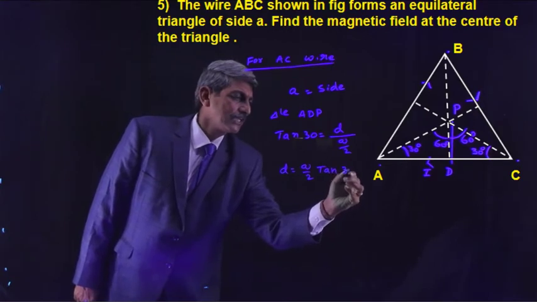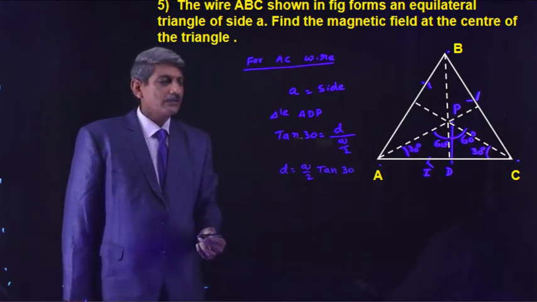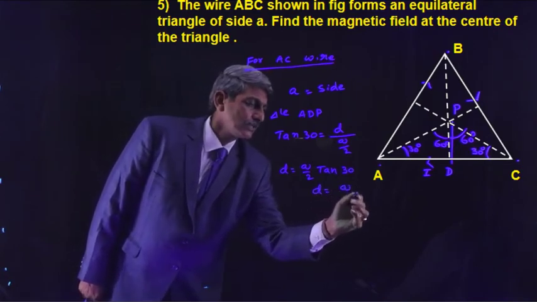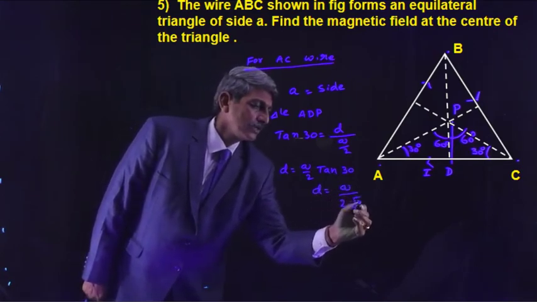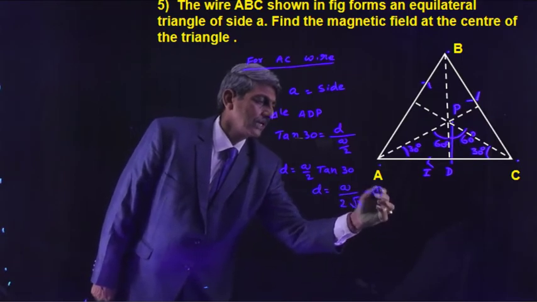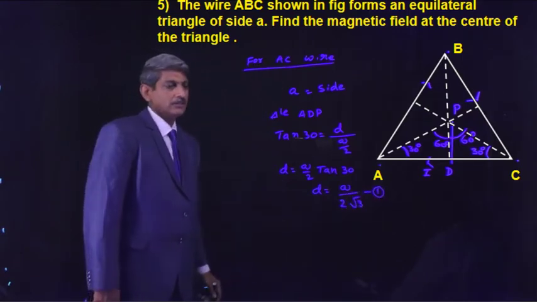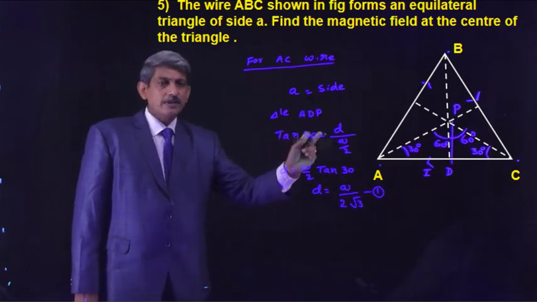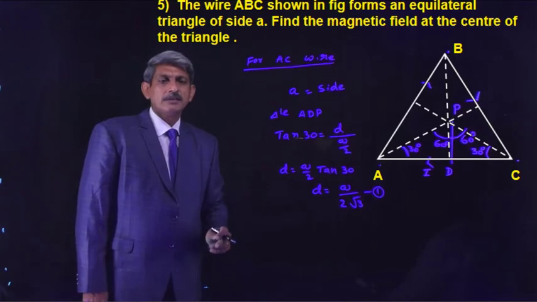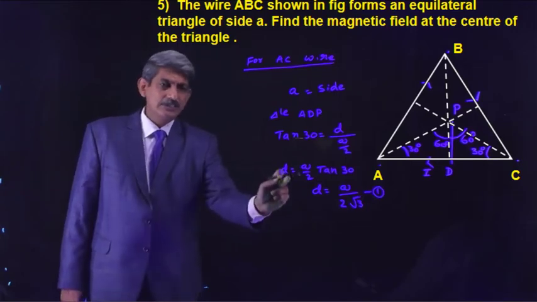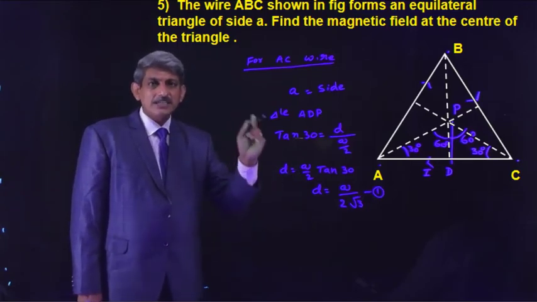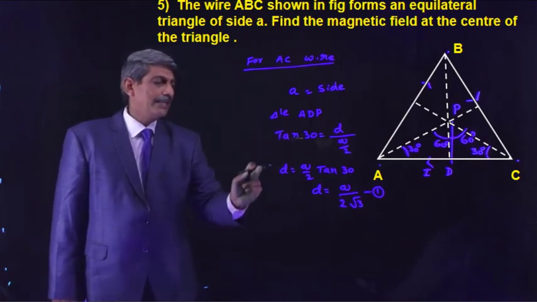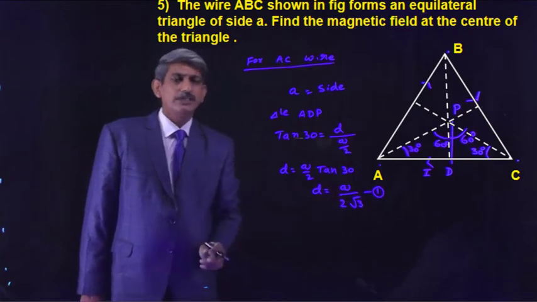We know that tan 30 is equal to 1 by root 3. That's why we can write the perpendicular distance D is equal to A by 2 root 3. Let it be equation number 1. So this D gives the perpendicular distance of the point P from the AC wire. This is also nothing but the distance of the centroid from the wire. So D is equal to A by 2 root 3.